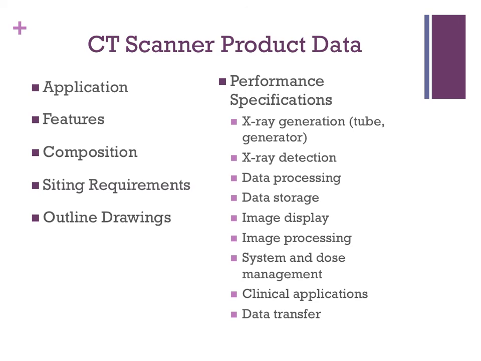CT scanner product data is usually obtained from the manufacturers and is especially important when considering the purchase of a new scanner. The important features of the scanner could include application, features, composition, the siting requirements, outline drawings, and the performance specifications. Under the performance specifications, this could include the X-ray generation, like the tube and the generator, X-ray detection, data processing, data storage, image display, image processing, system and dose management, and clinical applications, and the data transfer.